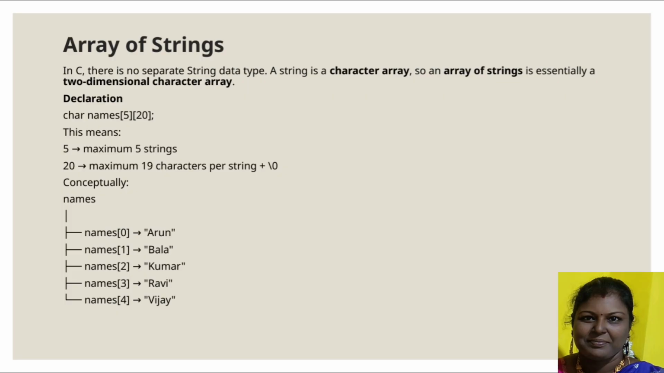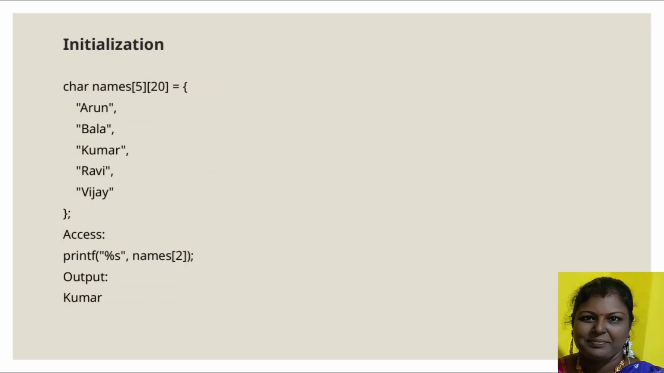Here, we have a simple example of how to initialize and access elements in a two-dimensional character array. We've created an array called names, holding 5 strings, each up to 20 characters long. To get a specific name, like the third one, we use print with the index 2, since counting starts at 0. That prints Kumar to the screen. This shows how arrays store and retrieve multiple pieces of text efficiently in code.